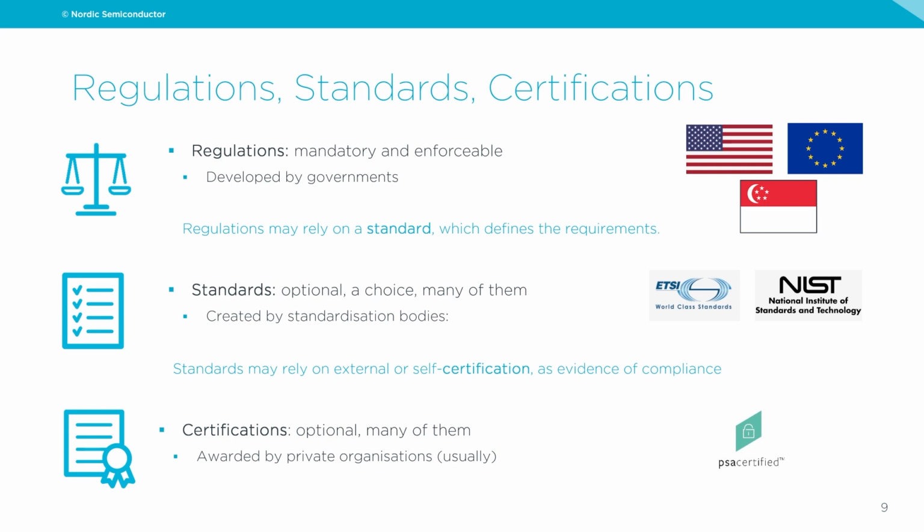And then lastly, you have the certifications, many of them also optional, and they are usually awarded by private organizations. Within security, a good example is PSA Certified, which gives out certifications against various levels of security robustness. What you would do here is take your device to a certified test house or lab, and they will test your device against the requirements for one of these security levels. Once you have a full pass, you get your certification as being compliant with that security level.